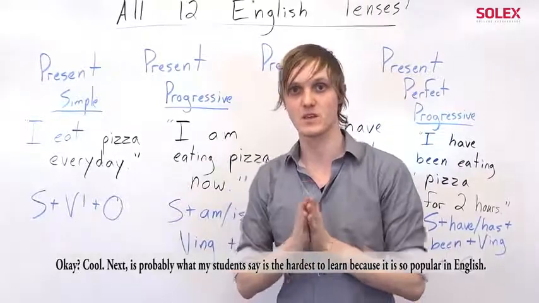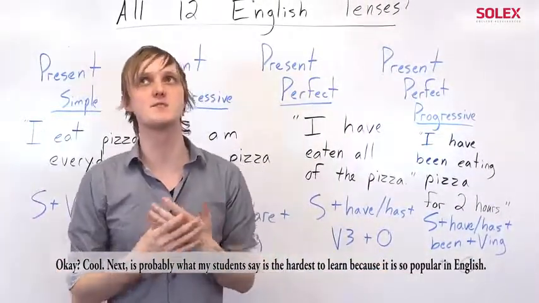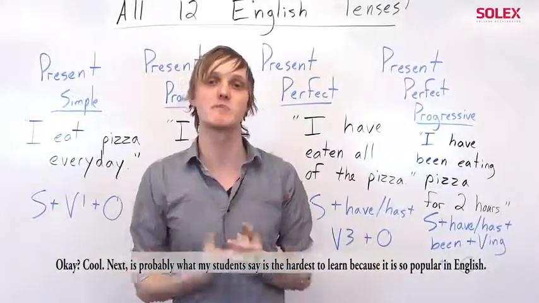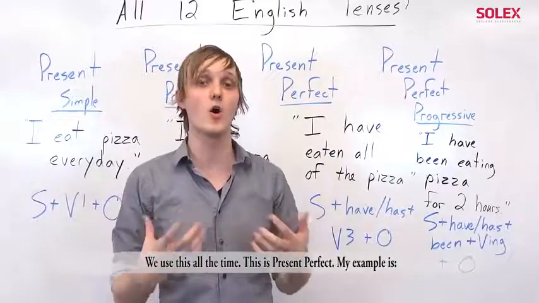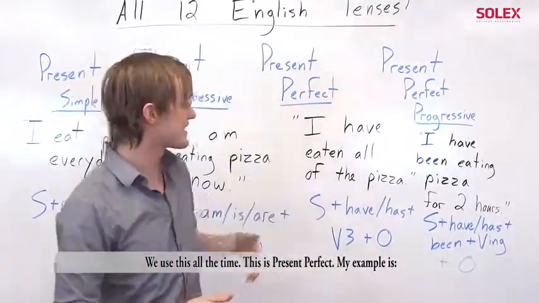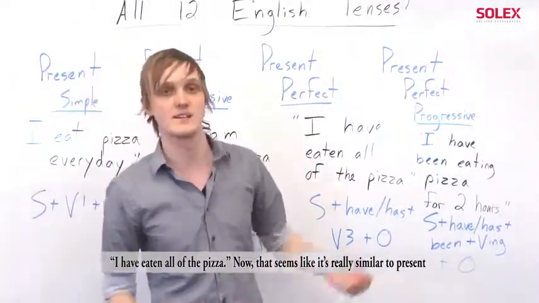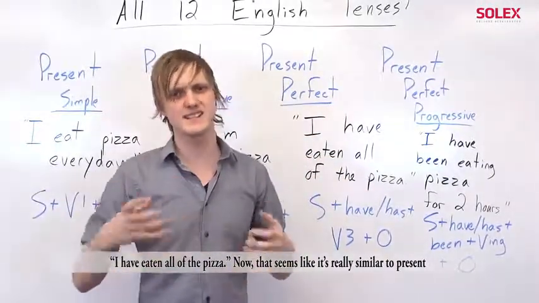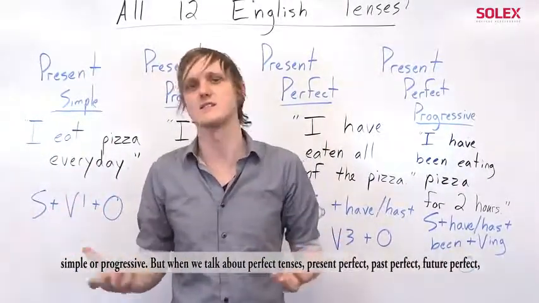Okay? Cool. Next is probably what my students say is the hardest to learn because it is so popular in English. We use this all the time. This is present perfect. My example is, I have eaten all of the pizza. Now, that seems like it's really similar to present, simple or progressive.